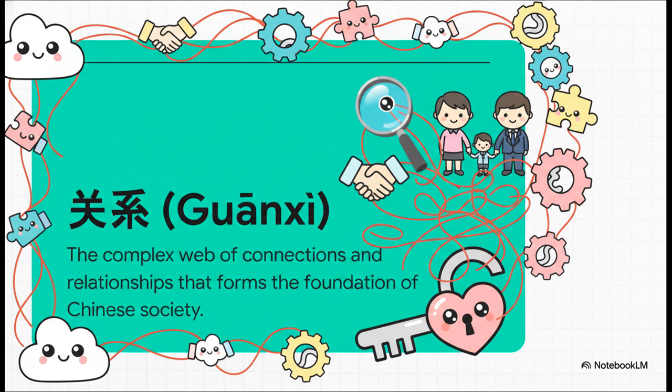Now, this isn't just another vocabulary word, it's a whole cultural framework. Think of it as this invisible, intricate network of connections that shapes basically everything, from how a family interacts to how business deals get done. If you can grasp this idea, all the vocabulary we're about to cover will make so much more sense.